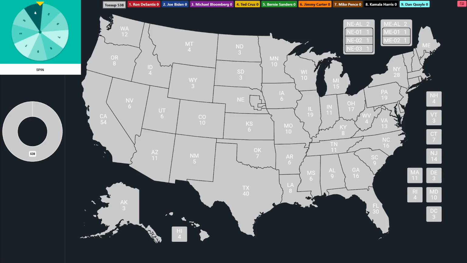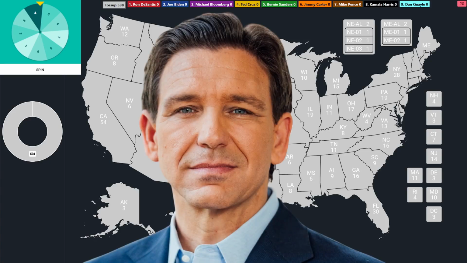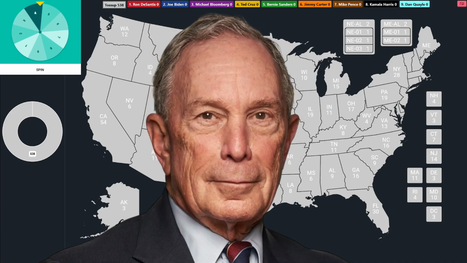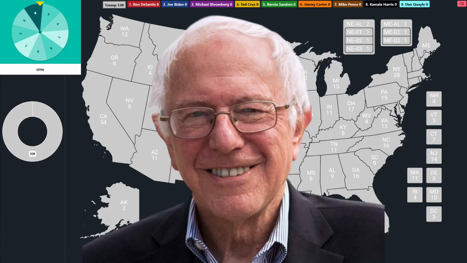Now let's quickly introduce these candidates, and these are in the order of previous battles. Number 1, the first one out in the very first spinner battle I ever did, is Ron DeSantis. He lost in the 2024 GOP primary. Number 2, loser of the 24 Democratic primary, is Joe Biden. Number 3, loser of the 2020 Democratic primary, is Michael Bloomberg. He actually got 0 in that first round, pretty impressive. Number 4 is loser of the 2016 Democratic primary, Bernie Sanders. That was only a 3-person race.